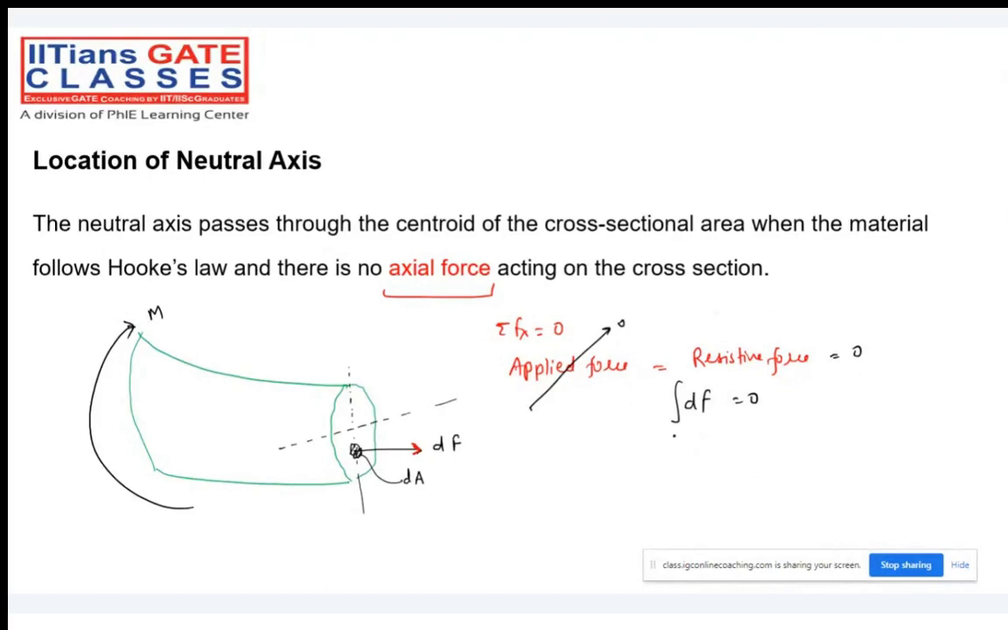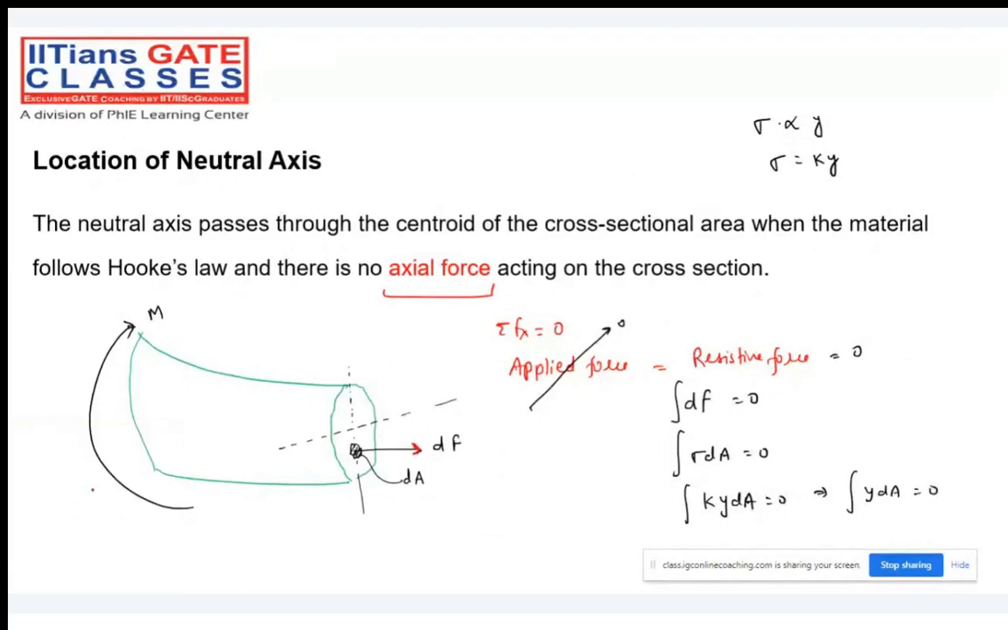dF will be zero means sigma into dA will be zero. Already we have seen that sigma is directly proportional to y. Sigma will be k times y. So what can we write? The integral of k into y into dA is equal to zero. So further, we can write that the integral of y into dA will be zero.